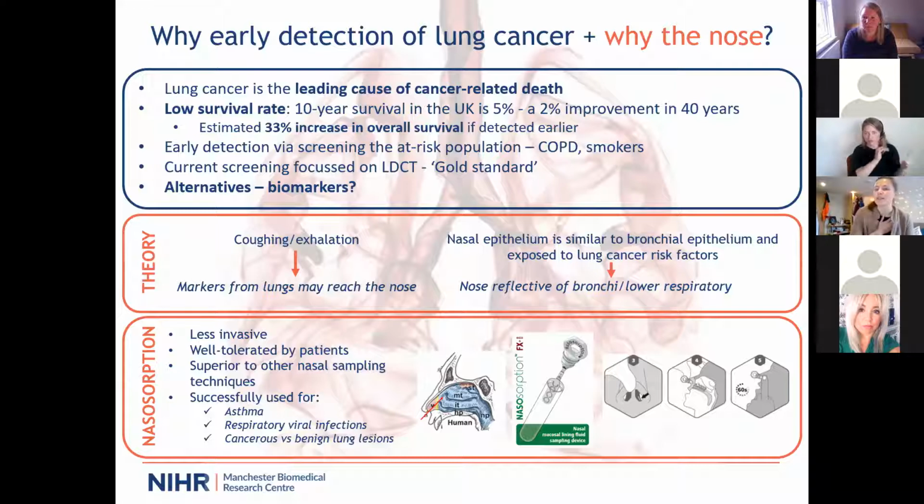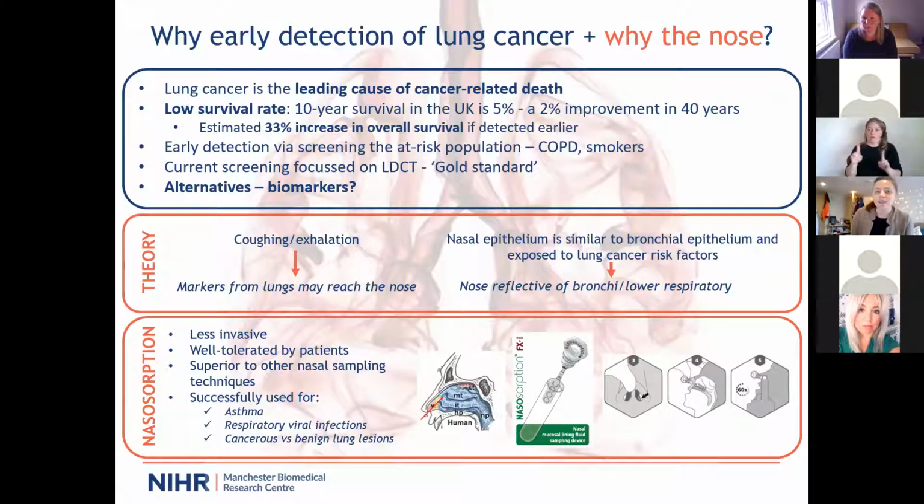The current screening is focused on low-dose computed tomography, or LDCT, which is just a scan of the lungs that identifies nodules, and it's the current gold standard for screening and has been implemented in the US. But actually there are some disadvantages to this technique. It's quite expensive, it requires specialist teams and a patient coming to a dedicated centre, and those who are most at risk, in lower socioeconomic groups, are quite reluctant to engage with this kind of screening. It also requires a radiation dose. It's been estimated that for every 22 lung cancer deaths prevented, 1 would be caused by the exposure to radiation. So ideally we wouldn't be screening too many people with this technique.